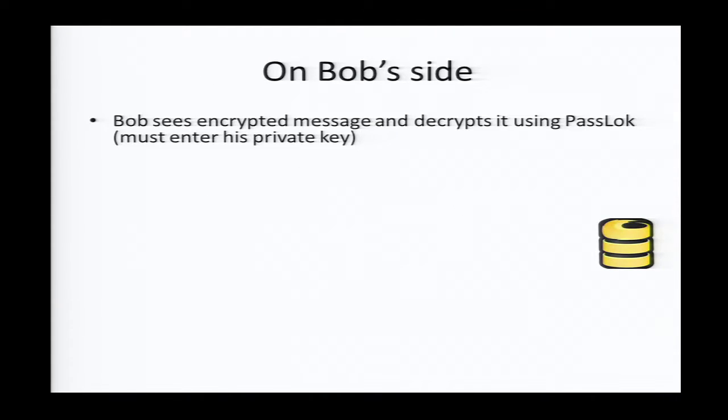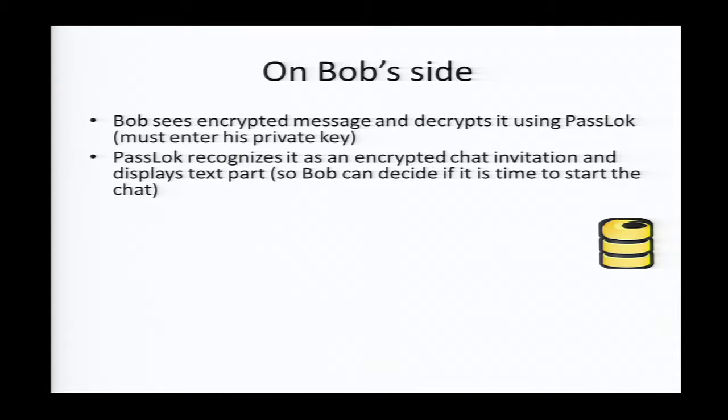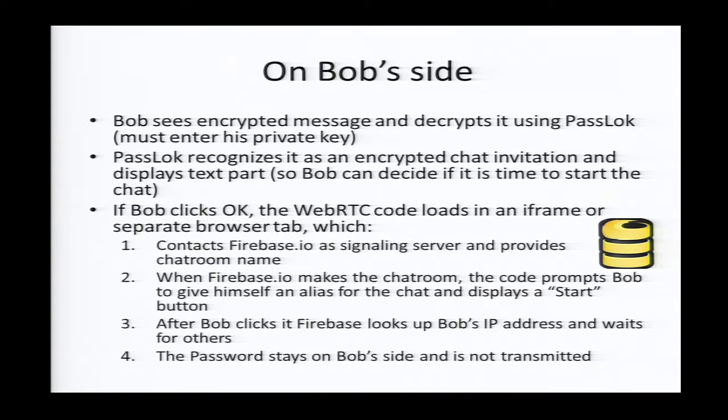Now, on Bob's side, he gets the encrypted message and passlog decrypts it with his private key. Then the software recognizes it's an invitation and displays the text before it does anything else. So maybe it's not the time, and he'll do it later. If he clicks OK, that's when the WebRTC code is really going to load. It loads in a separate tab, or in an iframe in the standalone version. So it has nothing to do with, and is completely separate from, the normal code of passlog.